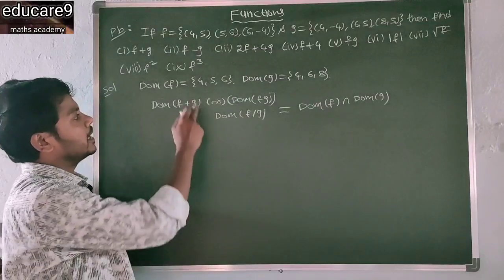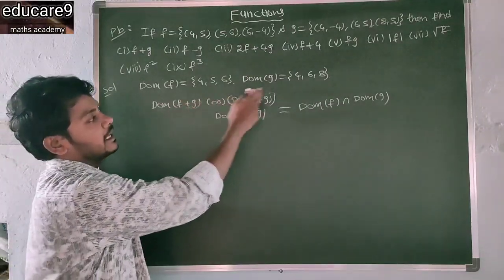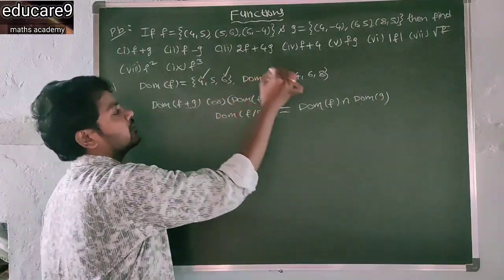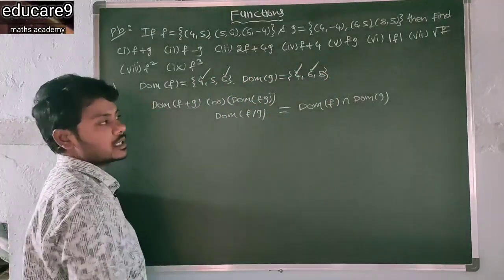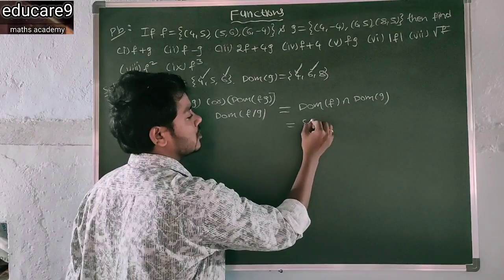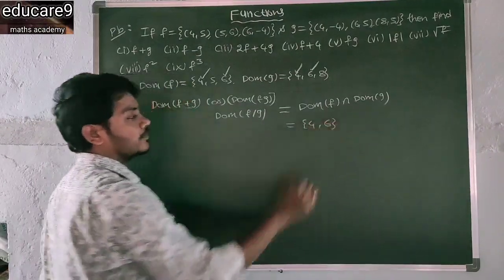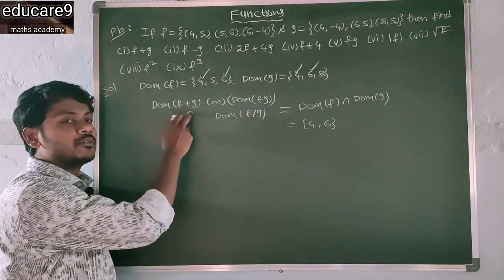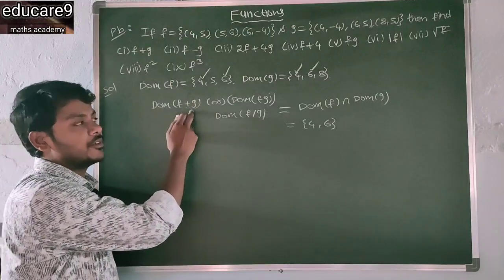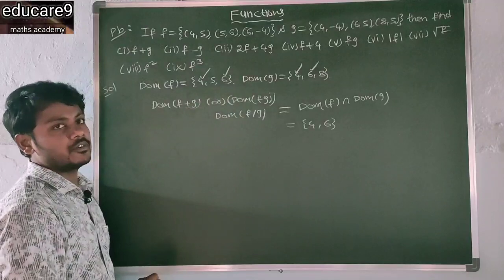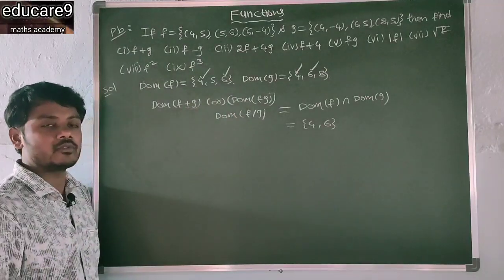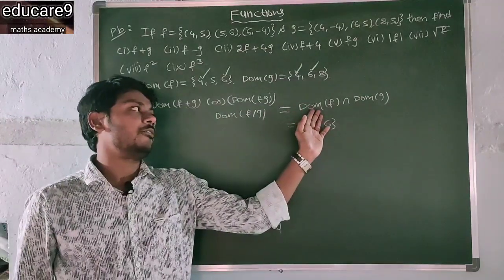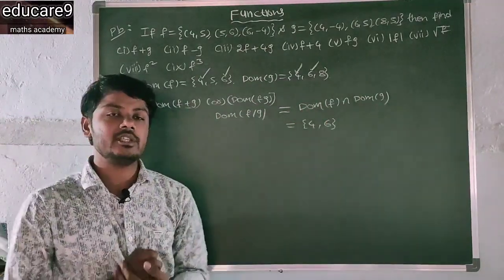So what is the domain of f? 4, 5, 6. Intersection of 4, 6, 8. So clearly what are the intersection values? 4 and 6. So this is equals to 4, comma 6. Okay. So this is the domain of sum of two functions or difference of two functions or product of two functions or division of two functions. So in all situations, domain of f intersection domain of g.